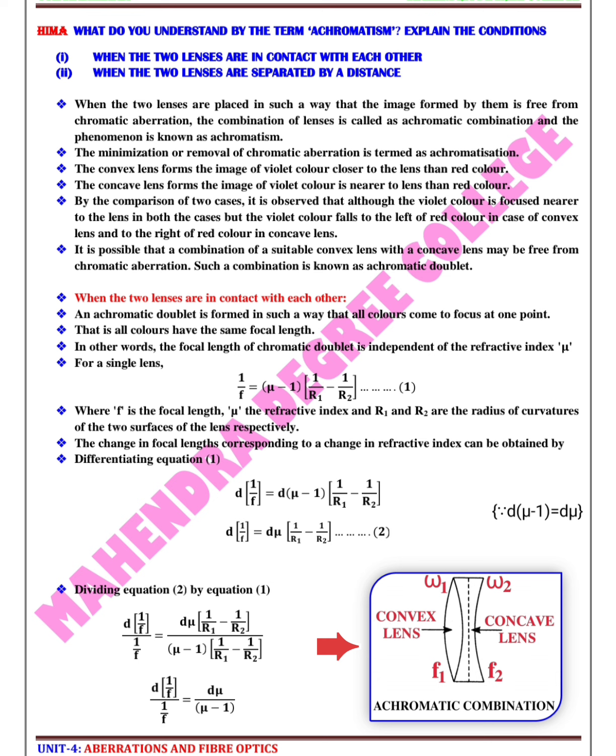Achromatic combination. When a convex and concave lens are placed in contact and their dispersion effects cancel out, the combination is called an achromatic doublet. This arrangement removes chromatic aberration, making all colors focus at the same point.